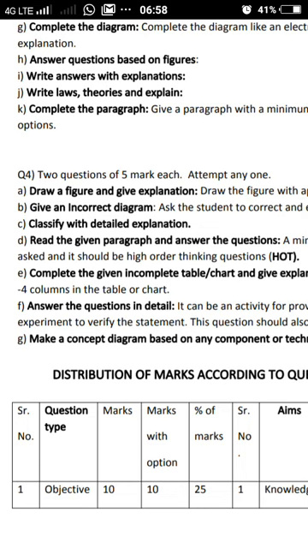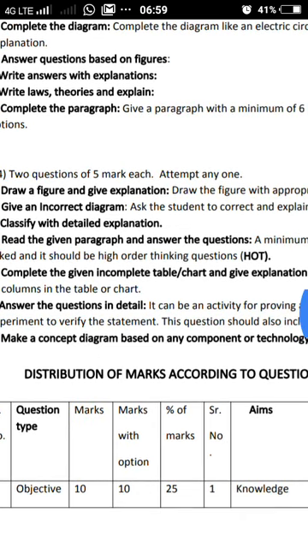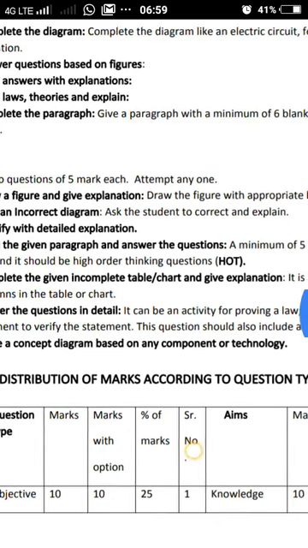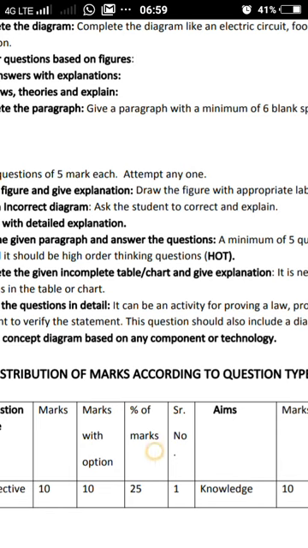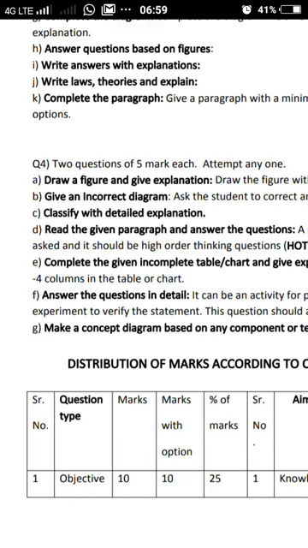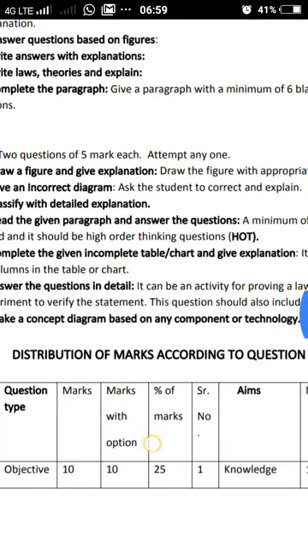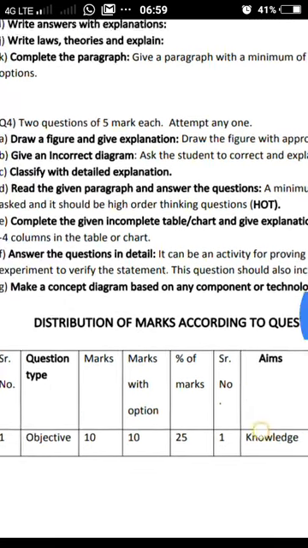Okay, so here make a concept diagram based on any component or technology. So you'll have to draw a concept diagram based on any component or any technology.